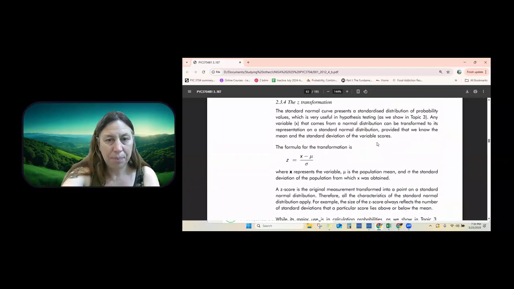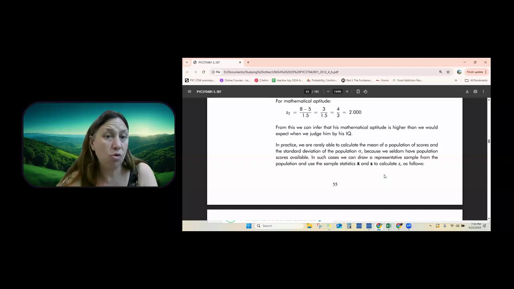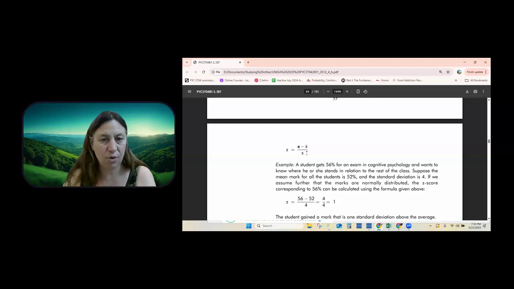So where were we? We're rarely able to calculate the mean and the standard deviation of a population of scores, because we don't normally have population scores available. However, we can draw a representative sample of the population and use the statistics X bar, the average for a sample, and small s to calculate the Z score. Z would be the actual variable less X bar over the standard deviation for a sample.